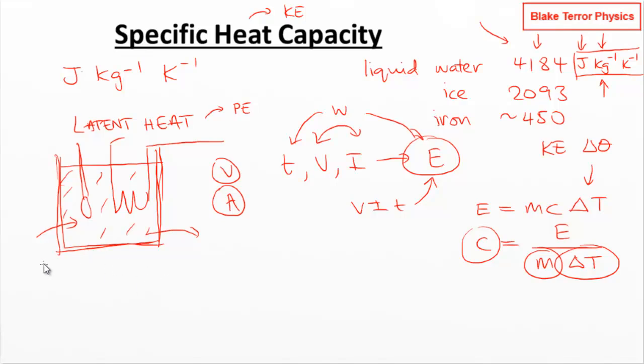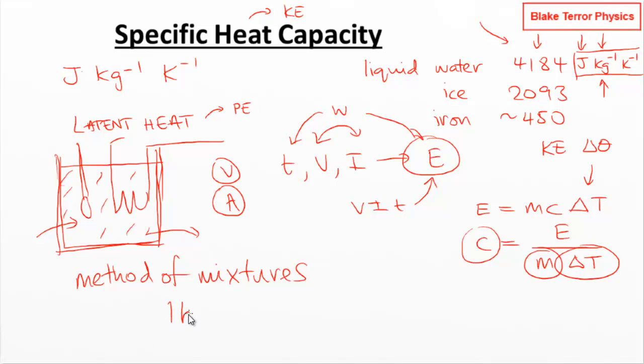Another method that you can use is the method of mixtures, and that would be where you take something that you already know the specific heat capacity for, heat it up, and then mix it with something else. So say we've got some metal that we know the specific heat capacity for, or maybe we've worked it out for the water. We know one or the other. You heat the metal up.